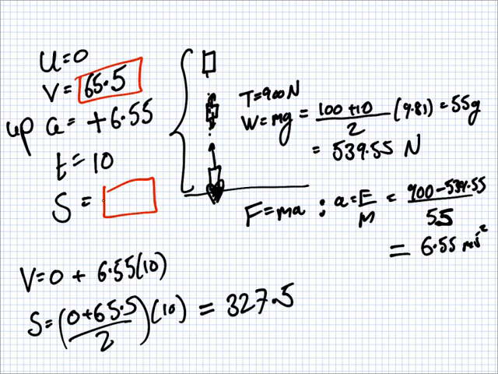327.5. Okay. Now, what happens after 10 seconds? The rocket doesn't just go up for 10 seconds and then fall straight down. What happens after this 10-second moment? What happens next is my question.